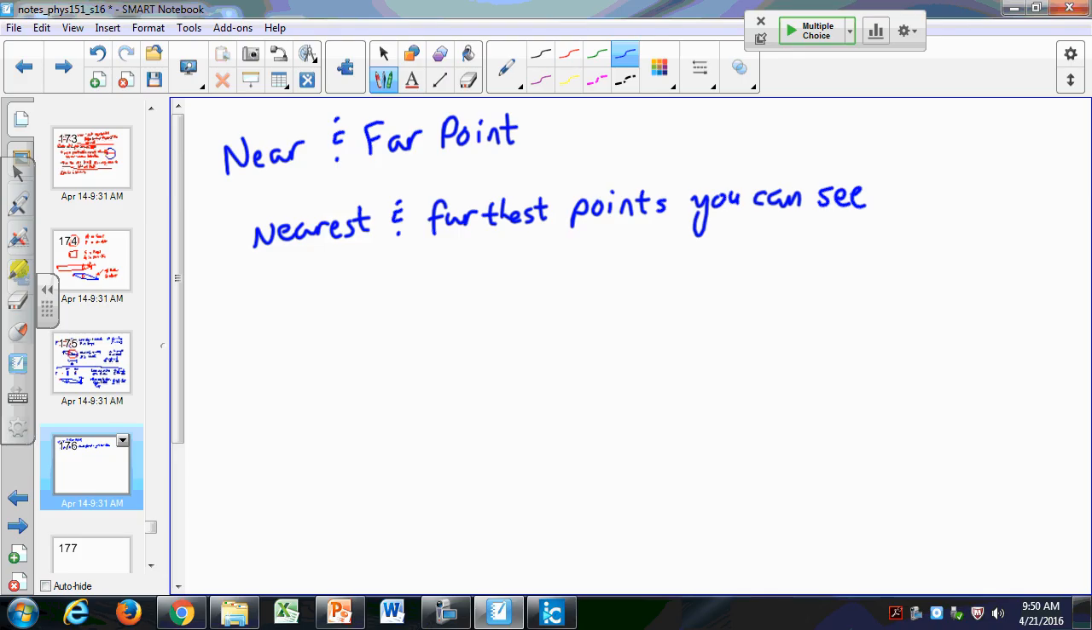The near point is set by the most curved position of the lens, by the maximum curvature of the lens.